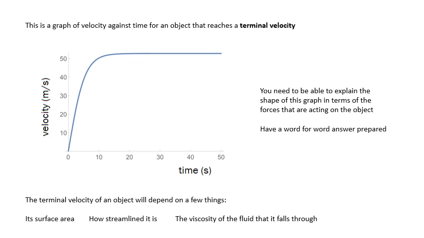One note, however, the terminal velocity of an object will depend on a few things. It'll depend on its surface area, because that will affect the amount of air resistance. It'll depend on how streamlined it is, how well it slides through the air, its drag coefficient. And it will also depend on the viscosity of the fluid, because this doesn't just apply to air, it would apply to any fluid. Like if you dropped an object in water, it would reach a terminal velocity.